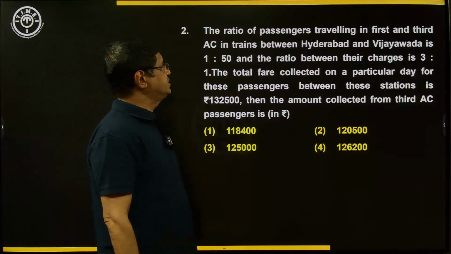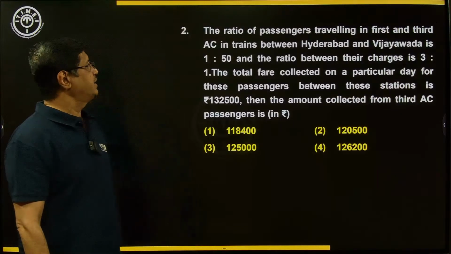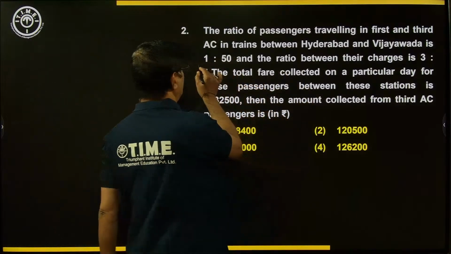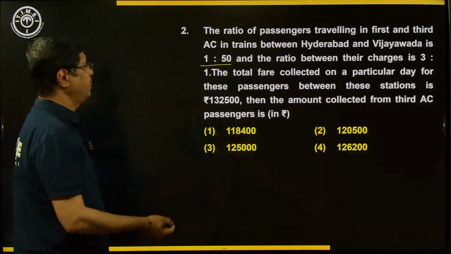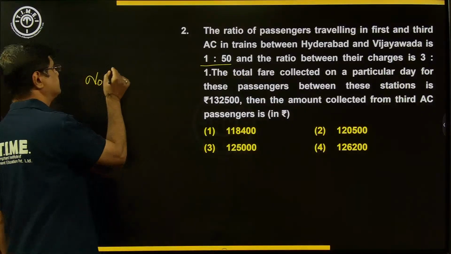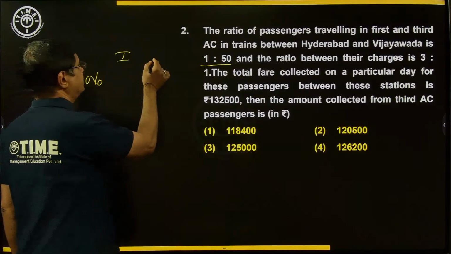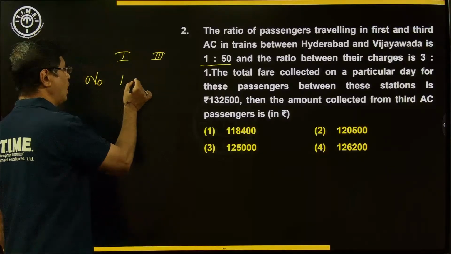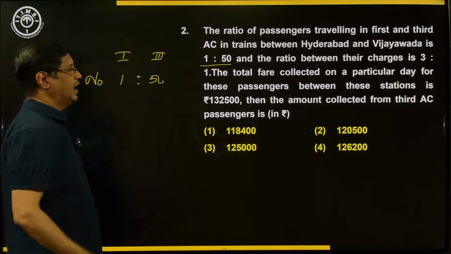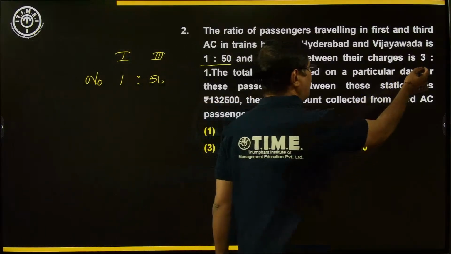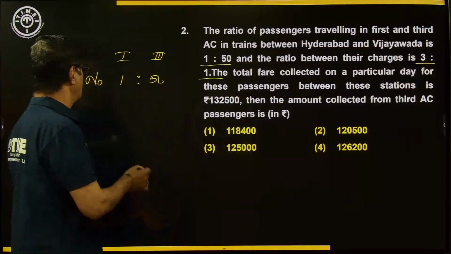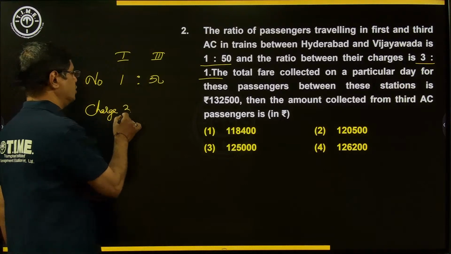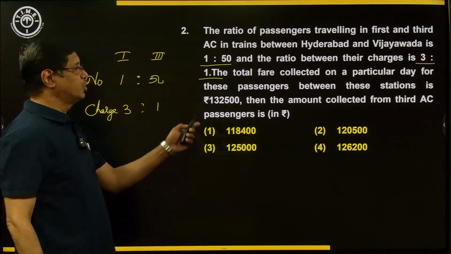The ratio of the passengers traveling in first and third AC in trains between Hyderabad and Vijayawada is 1 is to 50. The number of passengers in first and third AC, what is the ratio? 1 is to 50. And the ratio between their charges is 3 is to 1. The ratio is 3 is to 1. Charges, what are the charges here? 3 is to 1.